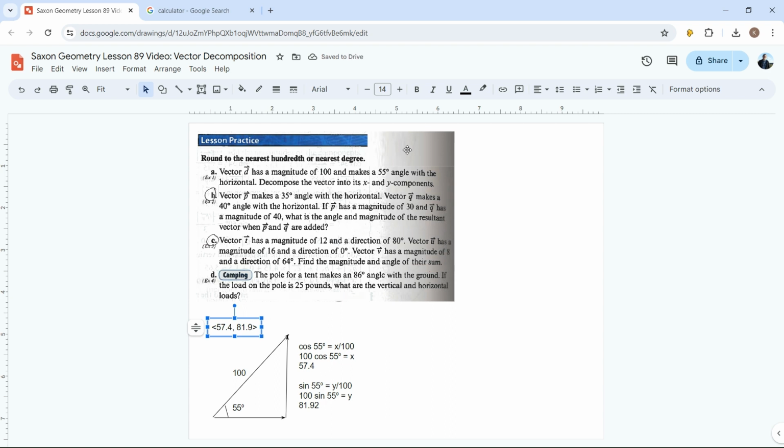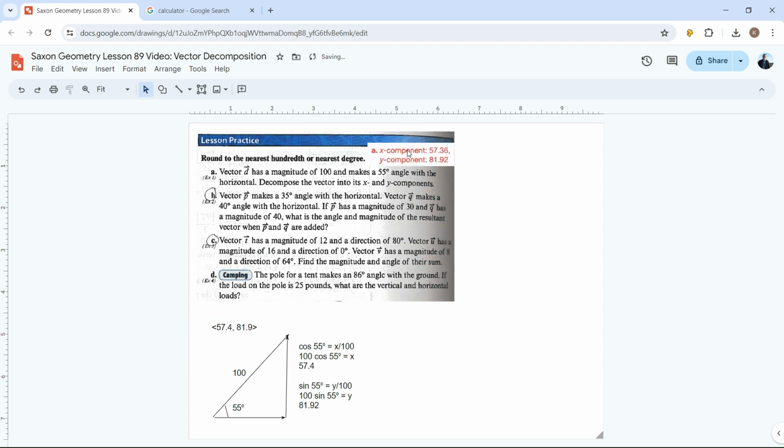Now, let's see if we did this right. Did I correctly decompose it? X component, 57.36, 57.4, 81.9, 81.92. That is the correct way to do it. You could write your answer like this, or it's also correct to just write your answer like this. That's letter A. Let's move on to B.